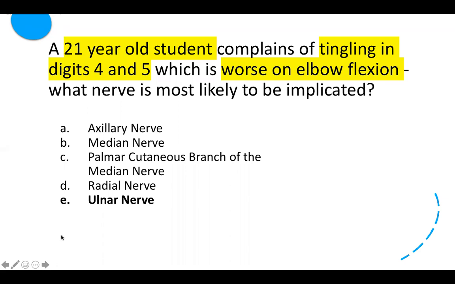If it is a compression of the median nerve, what syndrome would you guys think of? Yeah, carpal tunnel syndrome. So that's perfect. And that would be, so it wouldn't be digits 4 and 5, it would be the other half then you're thinking of.